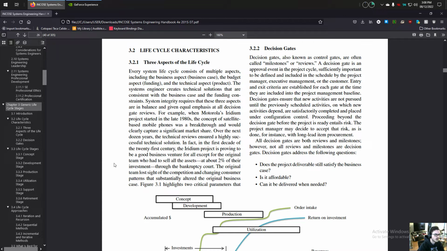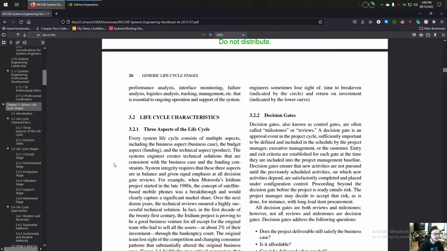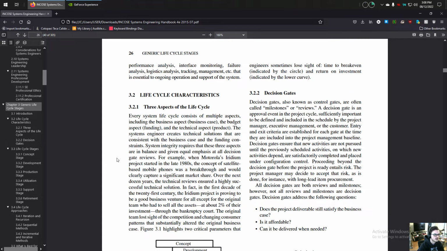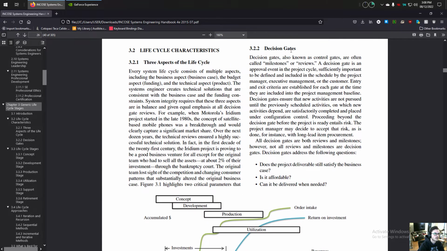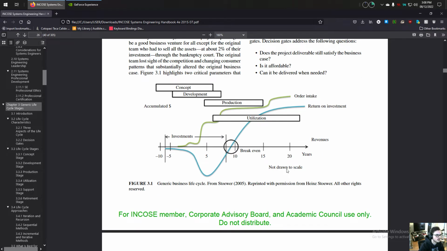Figure 3.1 highlights two critical parameters that engineers sometimes lose sight of. Time to break even, indicated by the circle, and return on investment, indicated by the lower curve. I'm going to go down to the figure here. Figure 3.1 is the generic business life cycle from Stower, 2005, reprinted with permission from Heinz Stower.